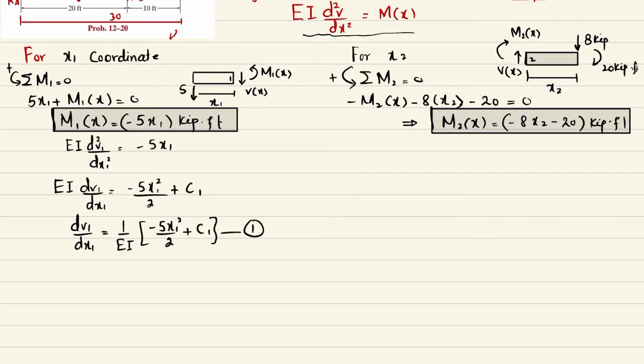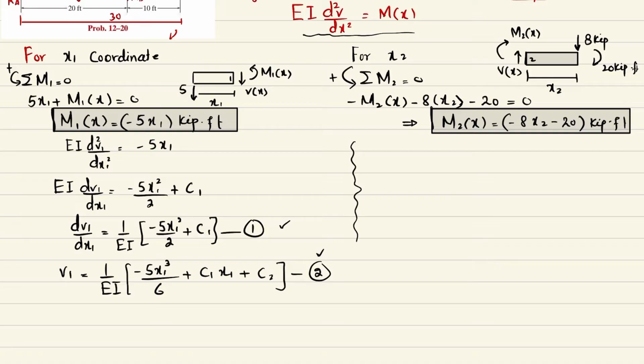Now integrate equation number 1, and you will get v1 = (1/EI)(-5x1³/6 + c1 x1 + c2). Let this be equation number 2. So equation 1 is the equation of slope for the x1 coordinate, while equation 2 is the equation of deflection for the x1 coordinate. Now we will apply the same for coordinate x2.